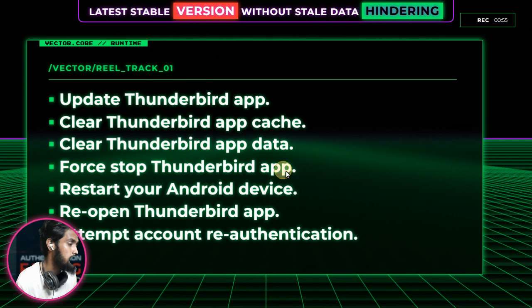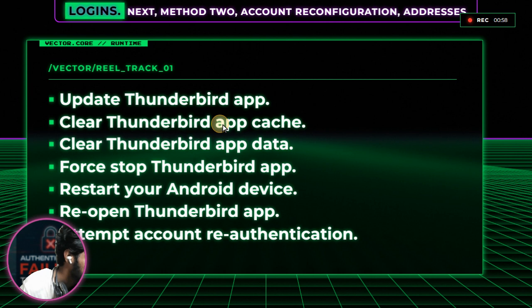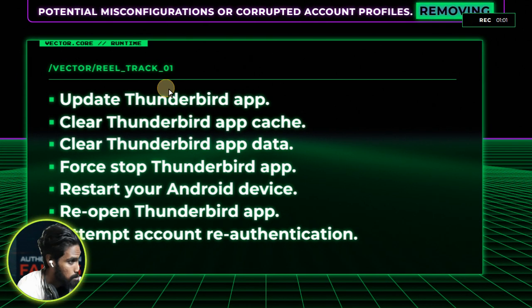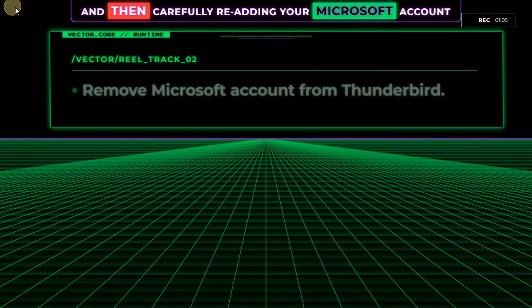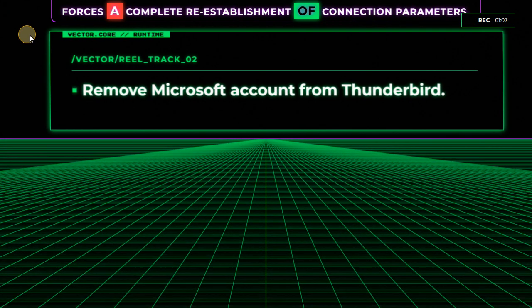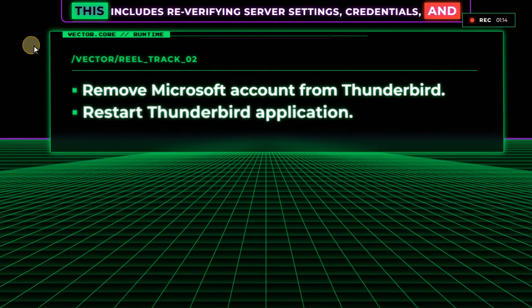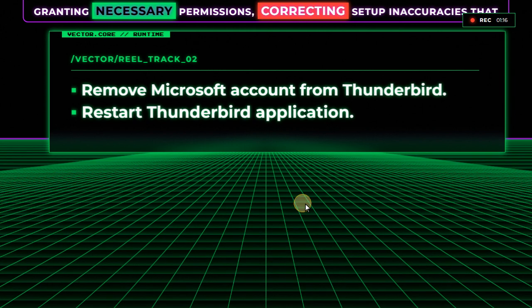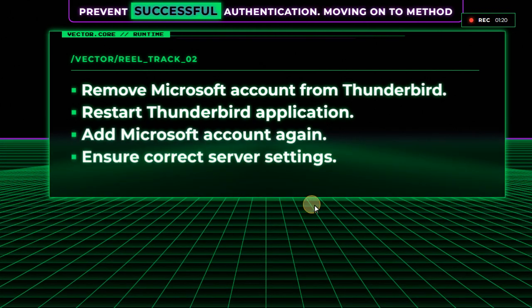Next, Method 2, Account Reconfiguration, addresses potential misconfigurations or corrupted account profiles. Removing and then carefully re-adding your Microsoft account forces a complete re-establishment of connection parameters. This includes re-verifying server settings, credentials, and granting necessary permissions, correcting setup inaccuracies that prevent successful authentication.